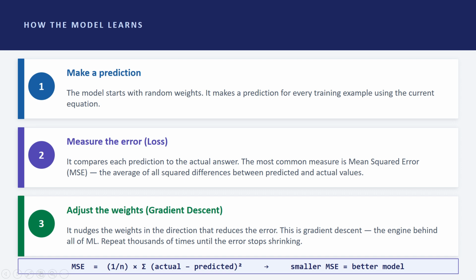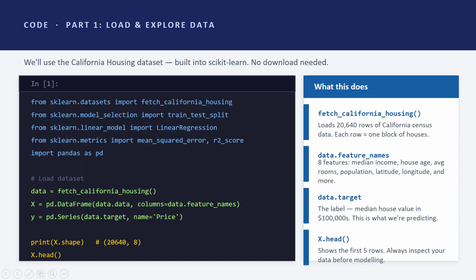Repeat steps 1, 2, and 3 thousands of times. Each time the line shifts slightly closer to the data. Eventually the error stops improving meaningfully and training is done. Now load and explore the data.